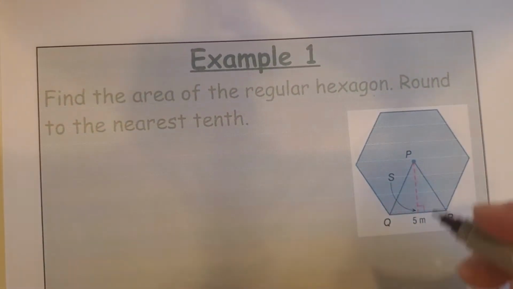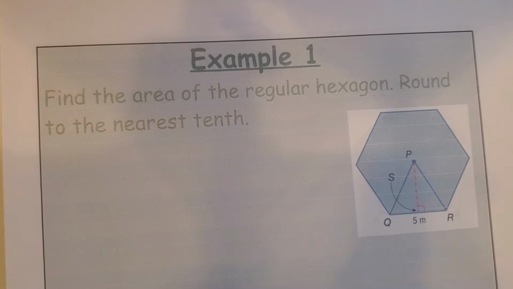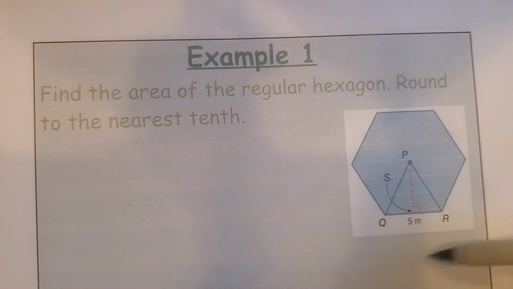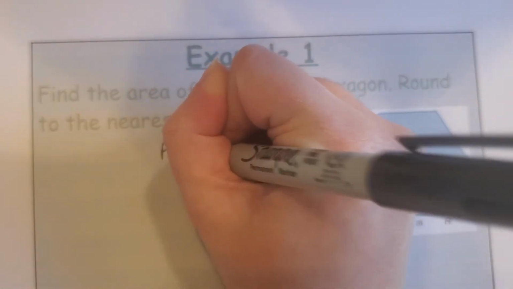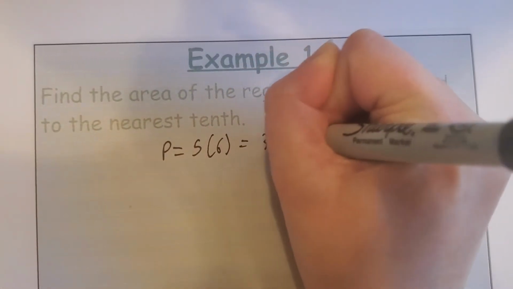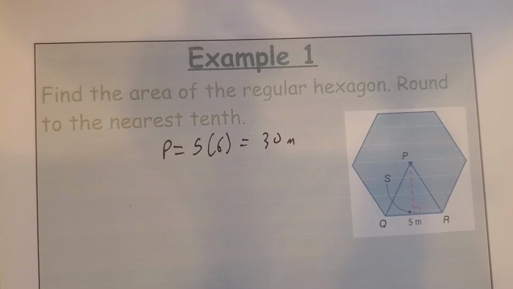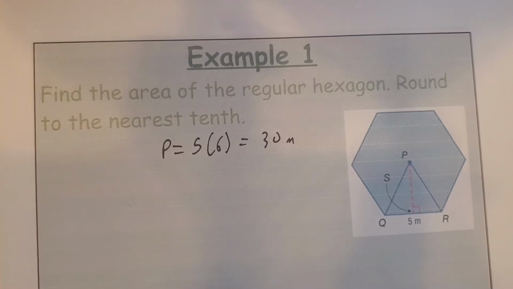So this 5 is talking about the length of QR. That's going to help us a lot with some of it. If we have one side length of 5, because it's regular, we know all the side lengths are going to be the same. So the perimeter is just going to be that length 5 times the 6 sides, which is 30. But we still need the apothem. How are we going to get that?